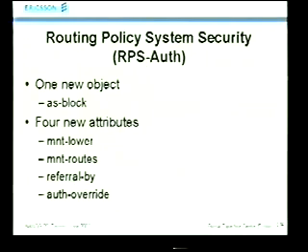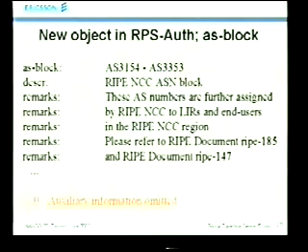Well, we have one new object called AS-block. Notice I call this by another title, RPSEC. One new object, AS-block, and four new attributes: mnt-lower, mnt-routes, referral-by, and auth-override. This is a new object in RPSEC, the AS-block. You have a range of AS numbers, a description of what it is, remarks, and so on.